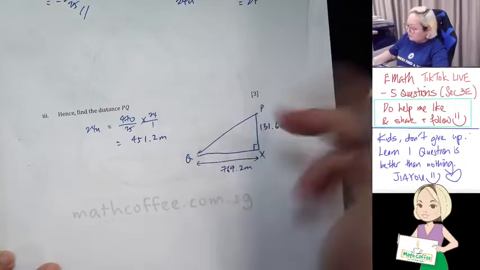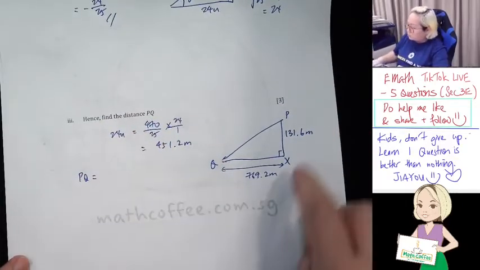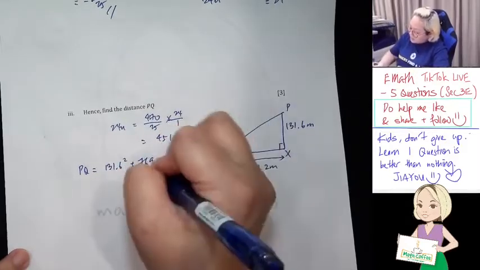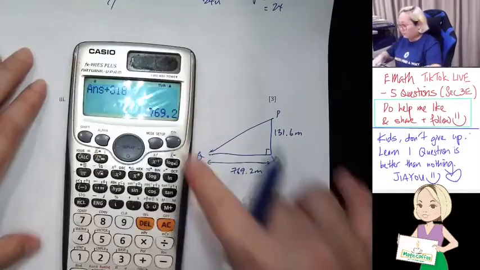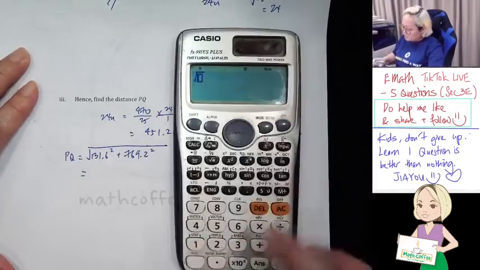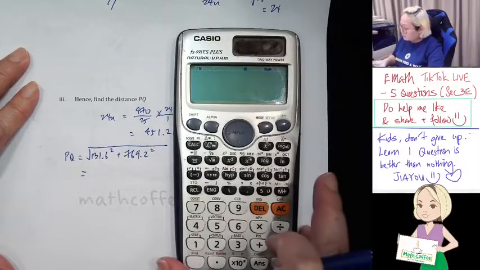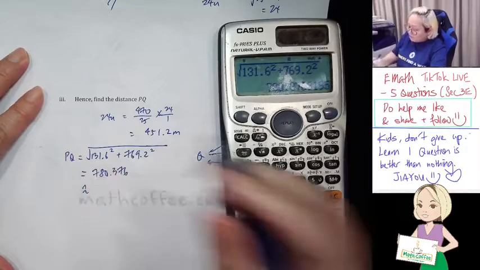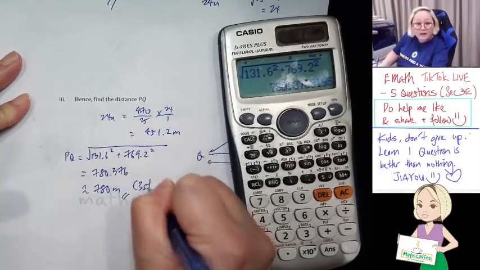Your task is to find PQ. So use Pythagoras theorem. PQ will be equal to 131.6 square plus 769.2 square, and then you square root. Okay? 131.6 square plus 769.2 square. You will get 780.376. Round off to 3SF, 780 meters. 3SF. Done.